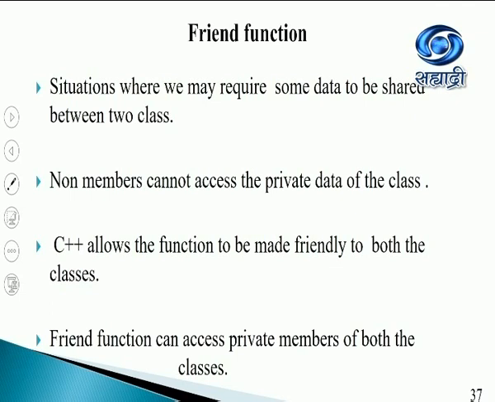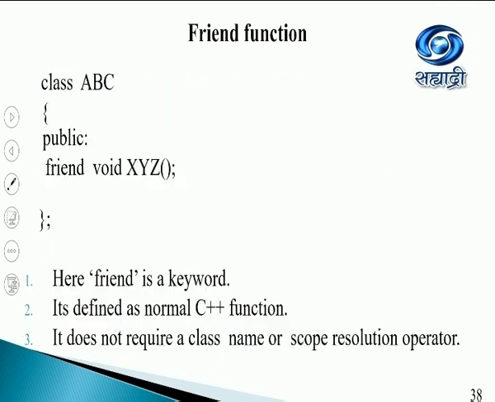So non-members cannot share the private data of a class. C++ allows a function to be made friendly with both the classes. In such cases, because it is a friend of both the classes, it can access the private members of both the classes. So I've given an example here. Class ABC, friend is a keyword, void is the return type, and XYZ is the function name.